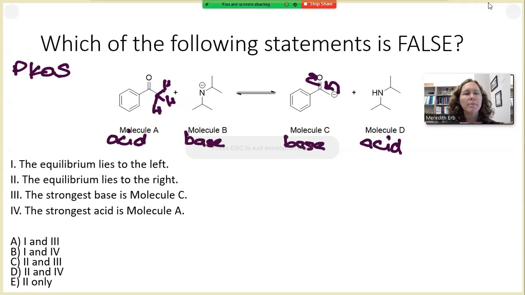So if we're thinking about pKa values, molecule A has a pKa of about 20. And the acid on the right-hand side, molecule D, is an amine. And amines are not generally acids unless they have a positive charge, making them more acidic. So this neutral amine is going to have a pKa around 40. The smaller the pKa, the stronger the acid. So using the quantitative method, I know that this equilibrium goes to the right.